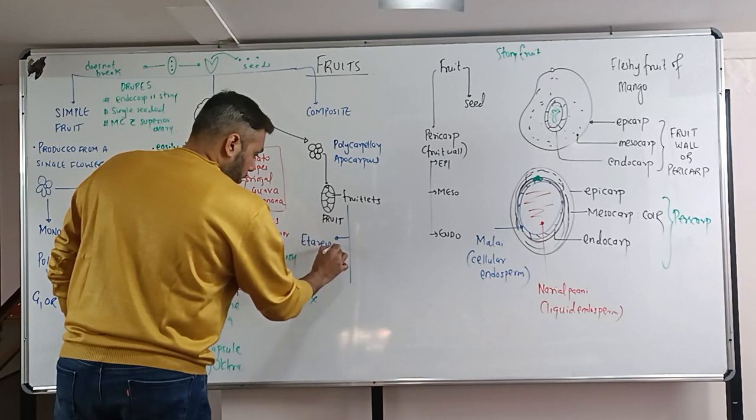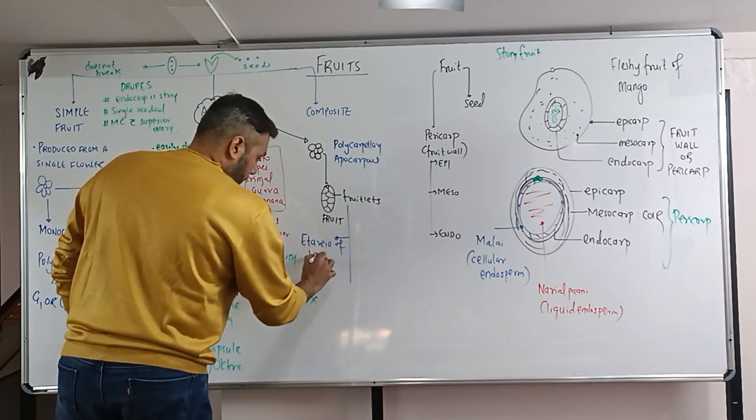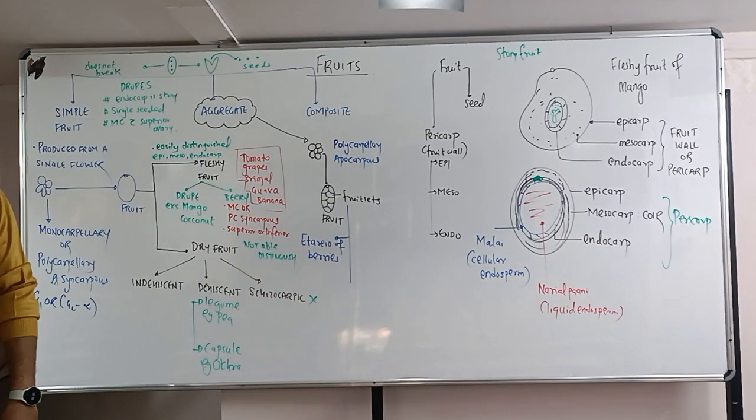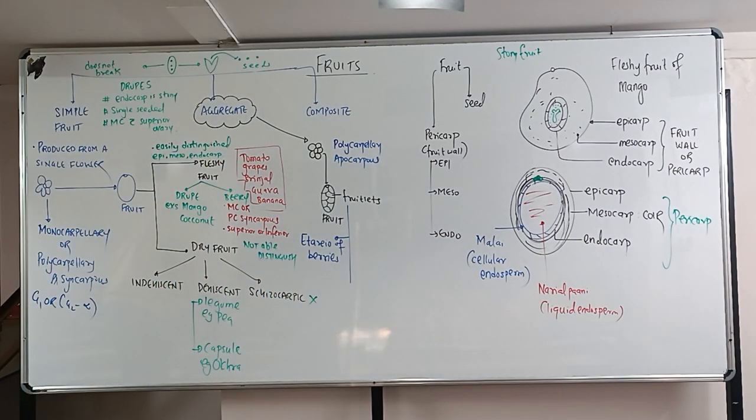Etaerio of berries. Who am I talking about? Etaerio of berries. Look again, I had given three in the chart. See the chart of yesterday. You had given, you knew three. Yes or no? And one of them was etaerio of berries. Let us talk about etaerio of berries.